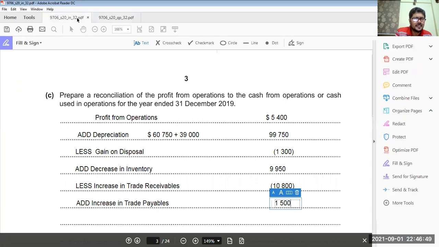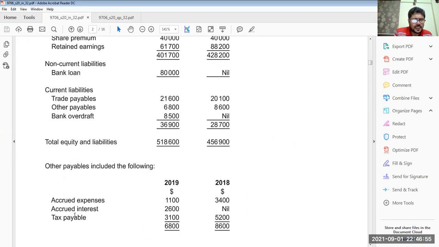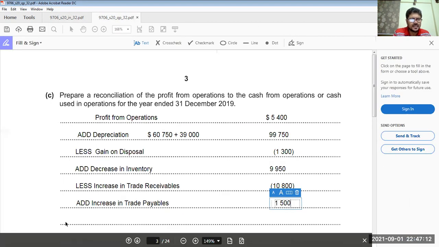Then, what about accrued expenses? See, other payables include accrued expenses. Accrued expenses is basically decreased. It means liquidity is decreased by 2,300. Decrease in accrued expenses. So, less decrease in accrued expenses. That is 2,000.